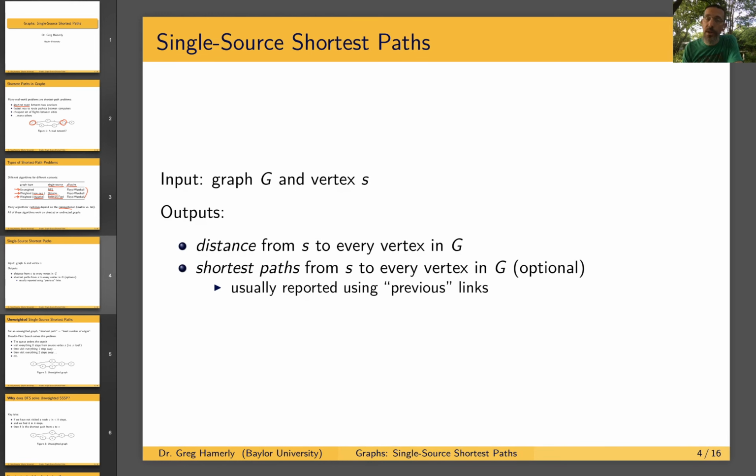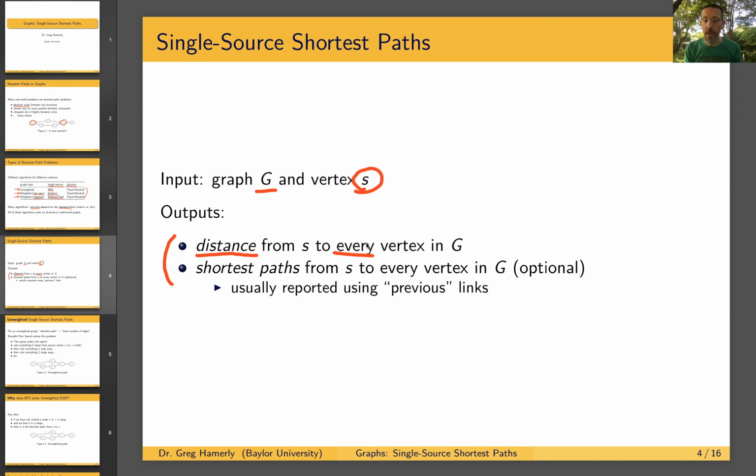In its general form, a single source shortest path problem has two inputs, a graph G, which is a set of vertices and edges, and one of those vertices specified, which we'll call S, the source S. And the outputs are usually one or two things. At the very least, we usually get the distance from S to every vertex in the graph. So you might be asking yourself at this point, why wouldn't you just ask the distance between the source S and your destination, which we might call T? Why do we ask for S to everything in the graph?